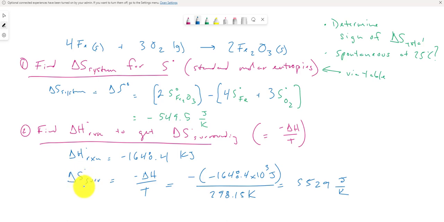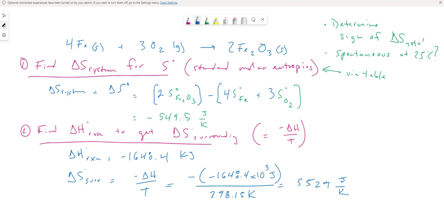Remember, delta S entropy is typically in units joules per temperature unit, or Kelvin often. So that means if I plug this in, I'm going to plug this in as negative 1648.4 times 10 to the third joules. So I'm converting this kilojoule to joules, dividing by units Kelvin. We're being asked what this is at 25 C, so this is 298.15 Kelvin. That gives me a value of 5529 joules per Kelvin.